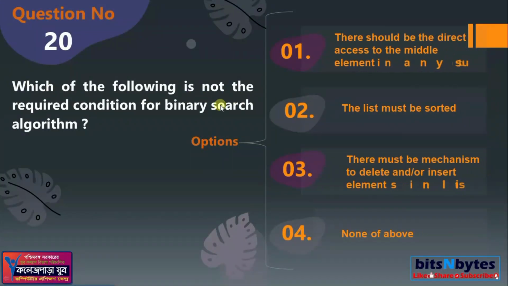Which of the following is not the required condition for binary search algorithm? 1. There should be direct access to the middle element in any sublist. 2. The list must be sorted. 3. There must be a mechanism to delete and/or insert elements in the list. 4. None of the above. Answer: there must be a mechanism to delete and/or insert elements in the list.